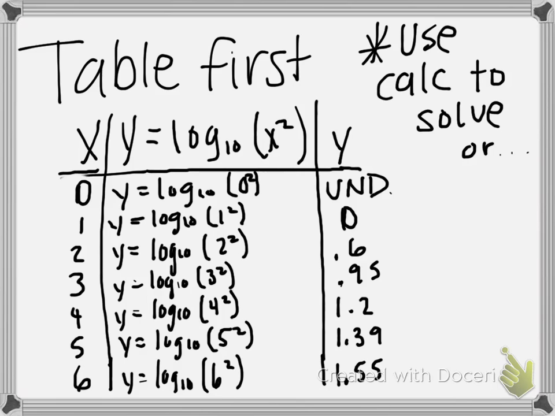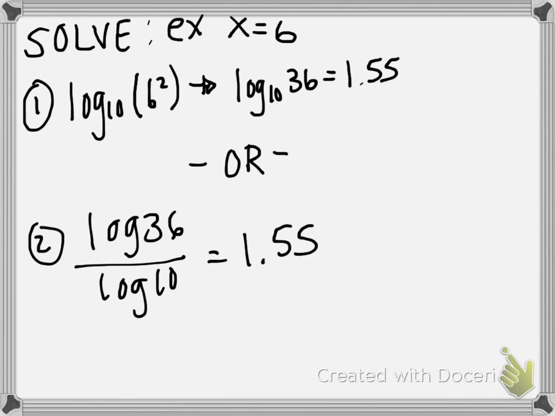There are many ways to solve for y. One of them is you can use a calculator, or, for example, if x equals 6, you can plug it into the x's place. For example, log 10 6 squared turns into log 10 36, which should equal 1.55. Or you can do the change of base property, which you put log 36 on top divided by log 10, which equals 1.55. Either way, you should receive the same answer because they're just different techniques on how to solve.